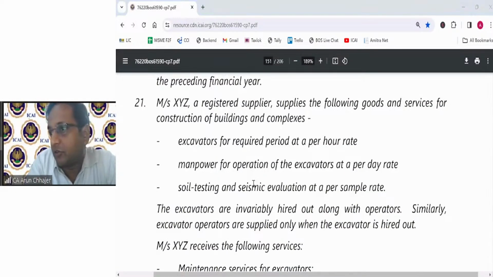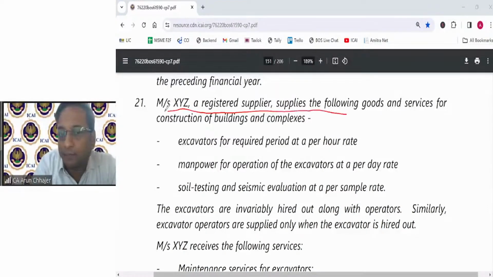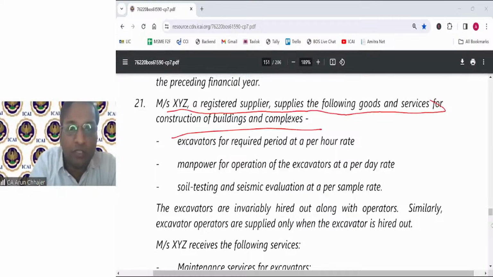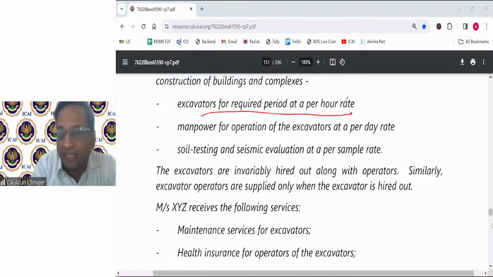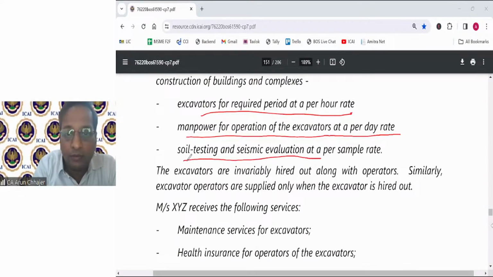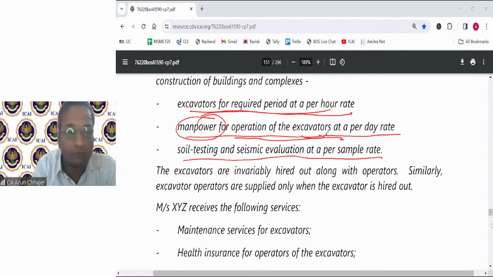Please confirm so that I can solve one case study also. Messrs XYZ, a registered supplier, supplies the following goods and services for the construction of the building and complex: excavator for the required period at hourly rate, manpower for operation of the excavator at per day rate, soil testing at sample rate. Here we need to see that manpower is being given for the operation of the excavator.